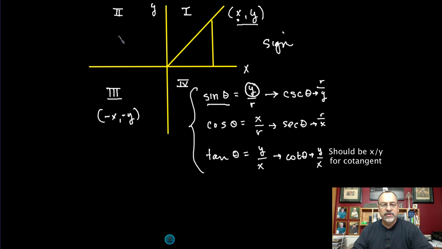And the tangent function is going to be negative in both quadrants 2 and 4, because in quadrants 2 and 4, one of the two values, x or y, is negative.